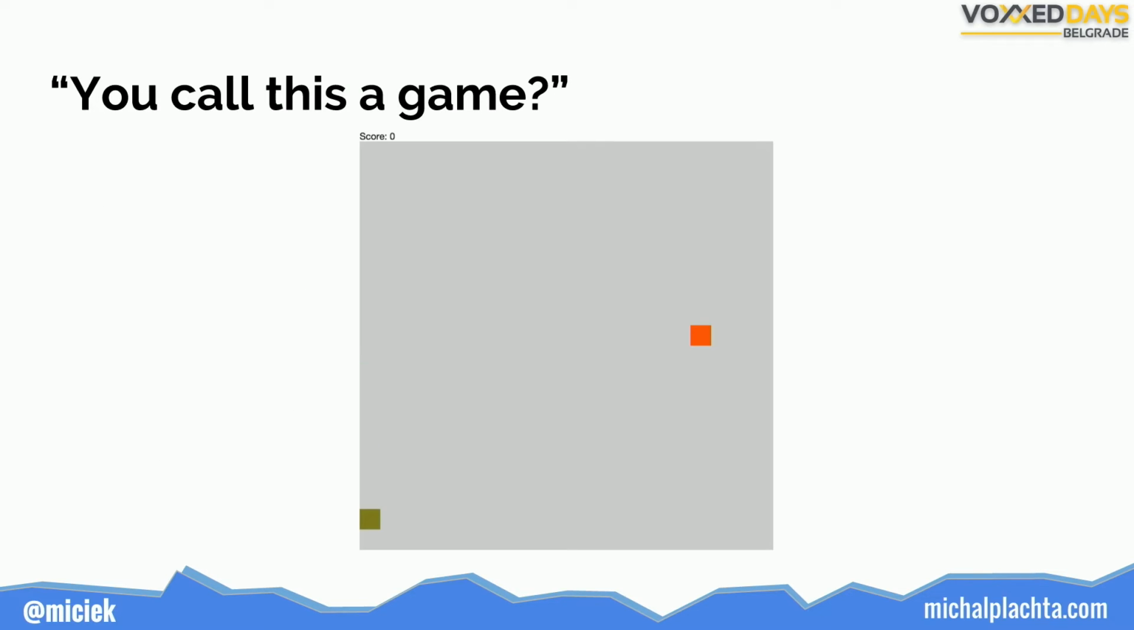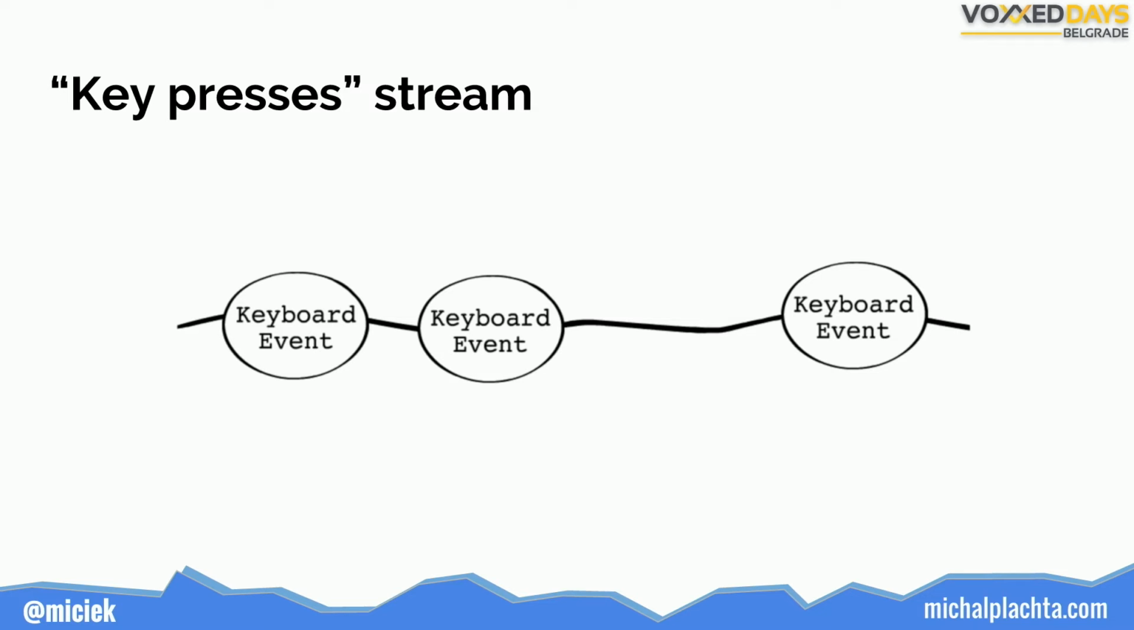Yeah, and this is how our game looks right now. The snake is moving downwards, and the player has no control over it. So let's change it. Let's introduce another stream, this time a key presses stream. Each time the user presses a key on the keyboard, the value appears in the stream. And the object value is the keyboard event, right? So every time the user presses any button on the keyboard, a value appears in the stream.